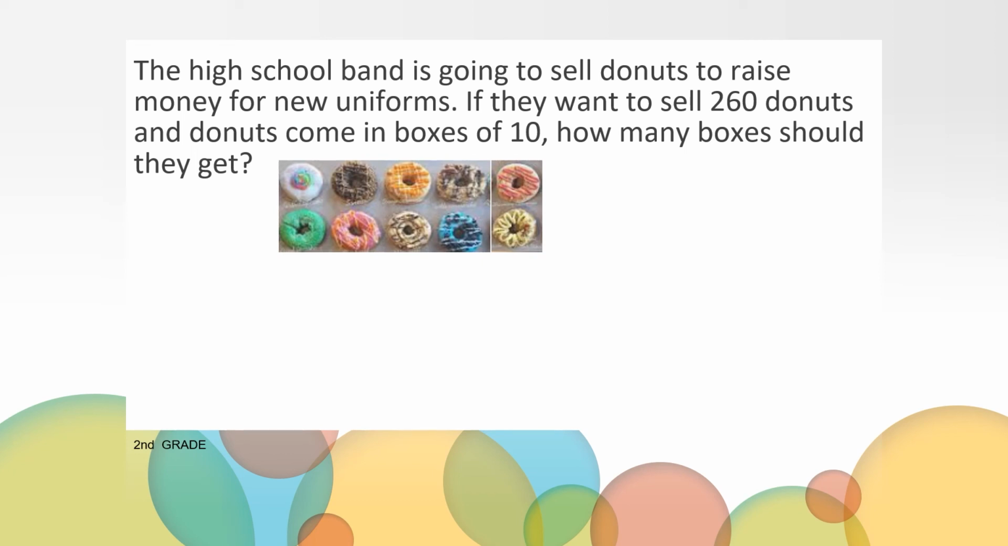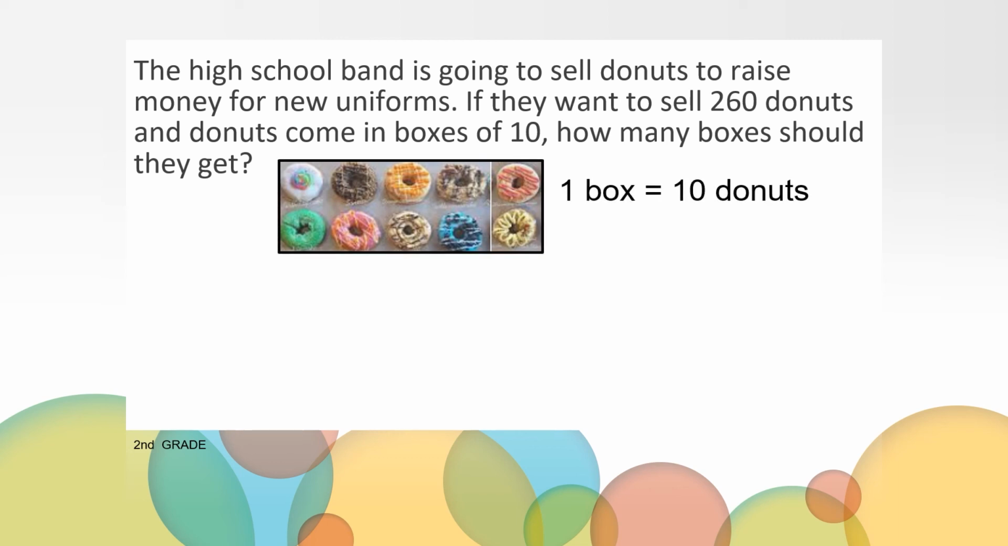The high school band is going to sell donuts to raise money for new uniforms. They want to sell 260 donuts, and donuts come in boxes of 10. How many boxes should they get? Well, we know that 1 box of donuts equals 10 individual donuts. What would 260 look like using base 10 blocks? Try it on your paper.